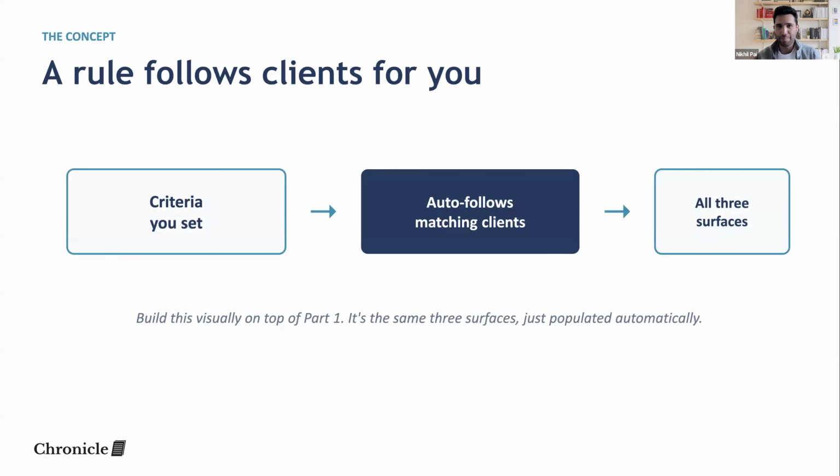So the way to think about the concept of a follow rule is you set up a set of criteria saying, hey, I only want to follow cases at initial from A to G. You set that criteria, the system will automatically follow those clients for you and apply your notification rules to those clients. And then all those things, being the notifications, the dashboard, and the calendar, will all automatically update for you for those cases.